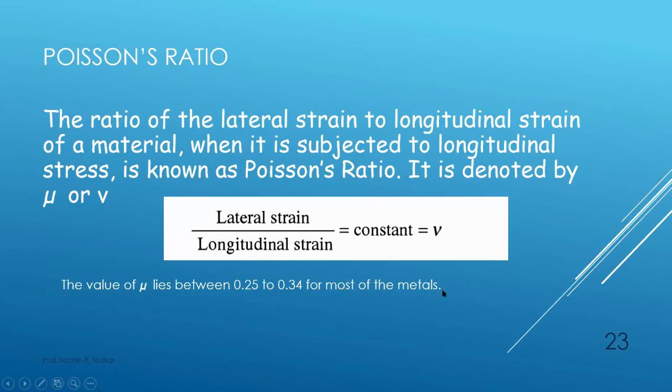One homework for you: there is one material which has a negative Poisson's ratio. You have to find out from Google or anything.